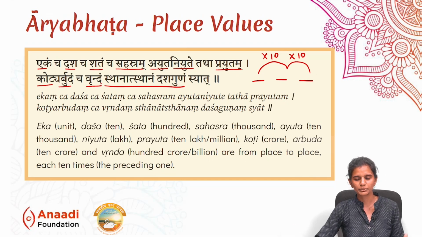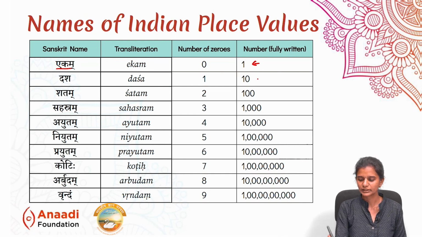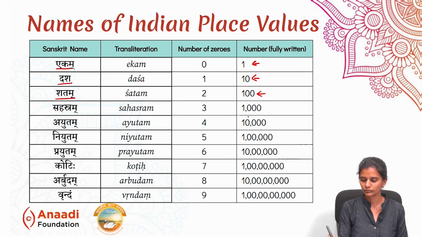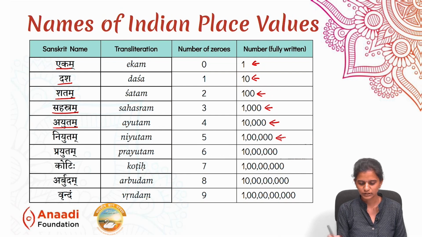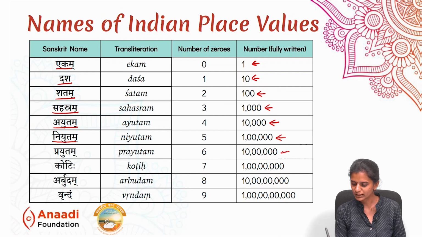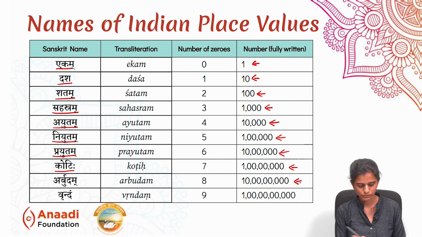This has been represented in the table. Here, 1 means ekam, 10 is dasha, 100, shatam, 1000, sahasram, 10,000, ayutam, 1 lakh, niyutam, 10 lakhs, prayutam, 1 crore is kotihi, 10 crores is arbudam, and 100 crores is vrindam.